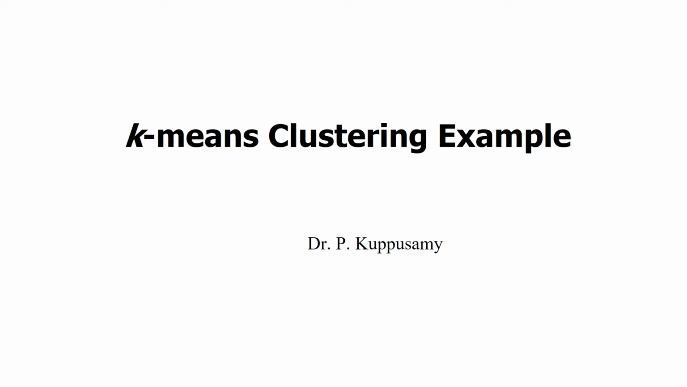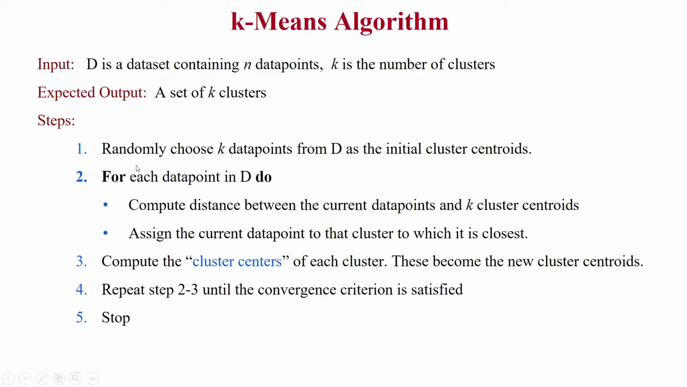Hi viewers, here we will discuss a K-means clustering algorithm example. A brief about the K-means clustering algorithm: the input is n number of samples in the given input data, and we have to give the number of clusters K value as an input. The expected output will be K number of clusters.